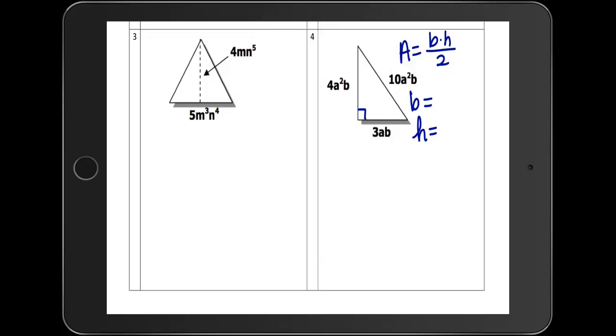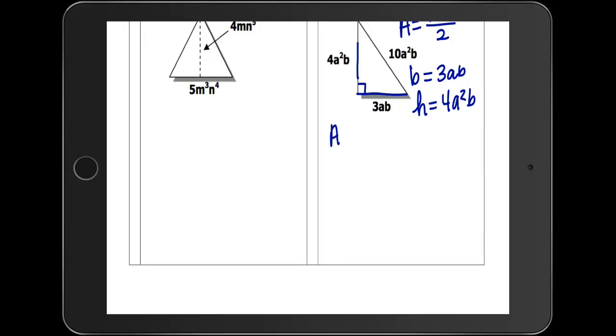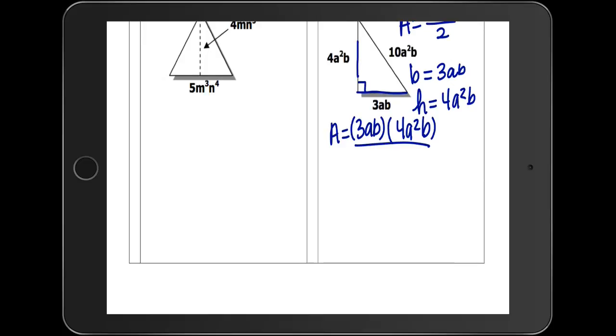So if I look at the bottom of this triangle, it is 3AB, so that lets me know that the base is 3AB, 3 times A times B. And if I look at how tall the triangle is, I can see that the height is actually 4A squared B, which is 4 times A squared times B. And then I can begin to use my formula. So A equals my base, 3AB, times my height, 4A squared B, all divided by 2. Let's not forget that.